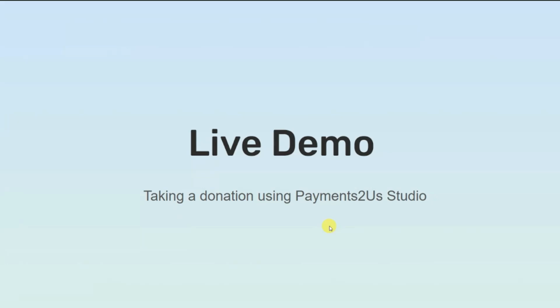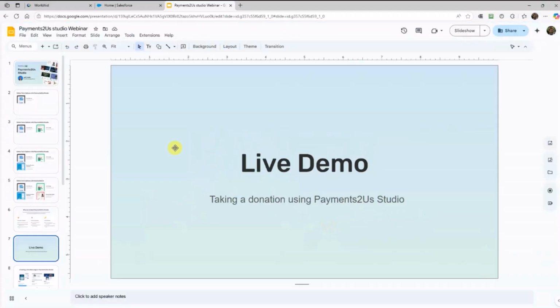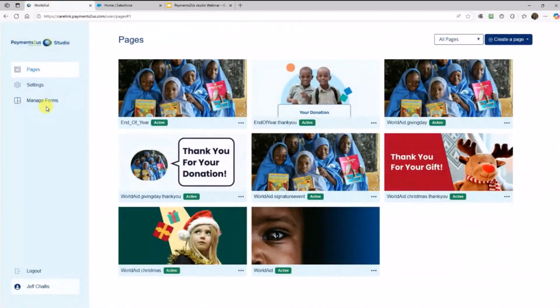What I'm going to do first of all is have a look at a pre-built form that we already have existing and run you through how that would look and feel. And then we'll go back and have a look at a setup here. So inside here, I am inside Payments2Us Studio. So this is where we create and author our online donation forms. You can see here we've already got a number of forms already here.